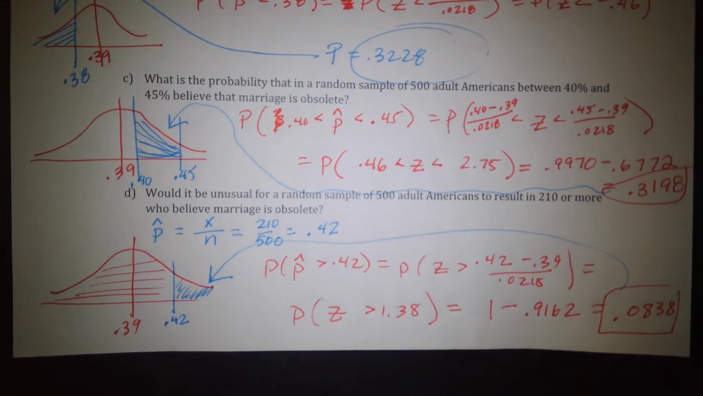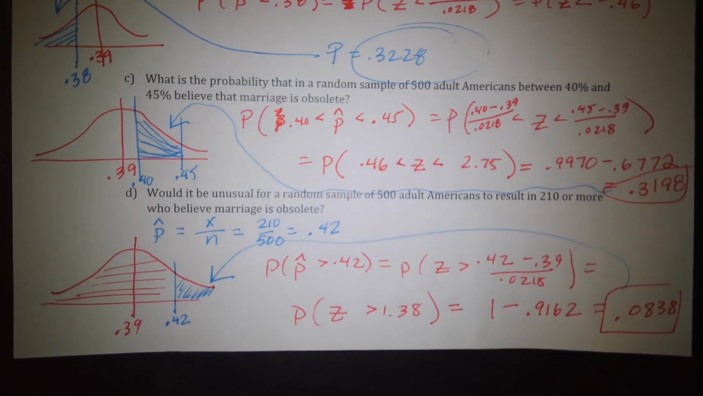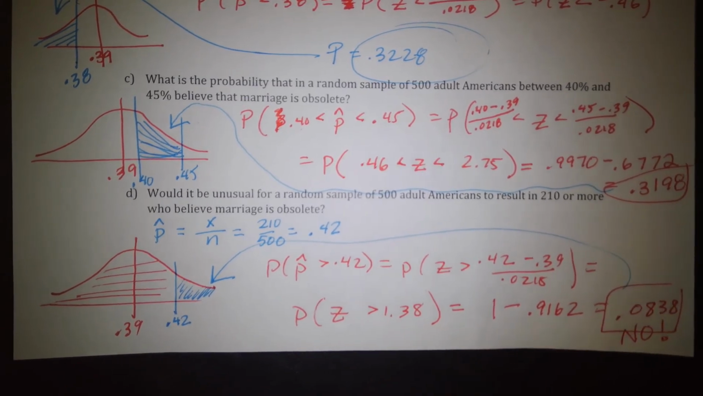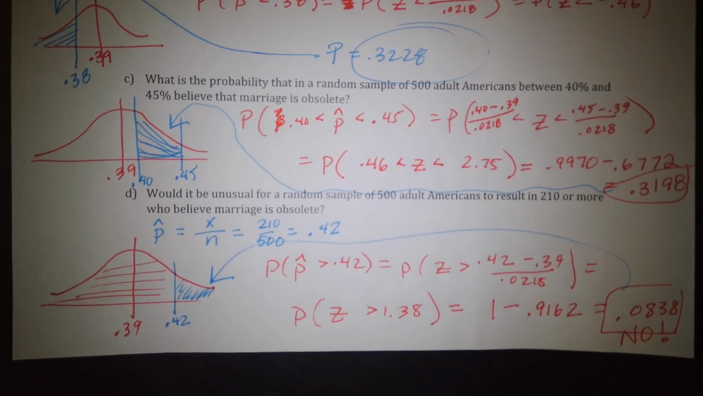I didn't finish the question though. The question said, would it be unusual? In other words, is this probability unusual? And the answer is no. It is not unusual because it is not less than 5%.